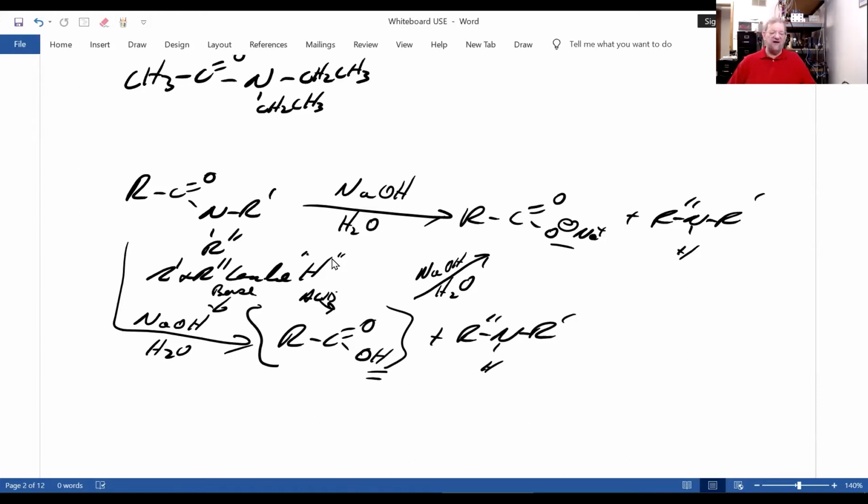And remember, the fastest reaction in all of nature and all of chemistry is an acid-base reaction. So as soon as any of this is formed, it will immediately, faster than I can say the word immediately, like in a billionth of a second, a nanosecond, it reacts and forms the carboxylate anion.